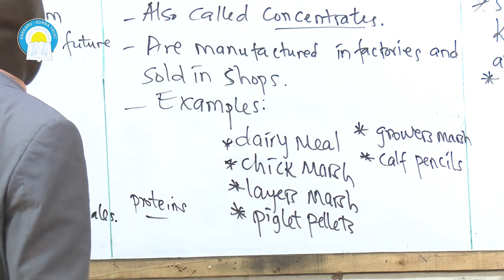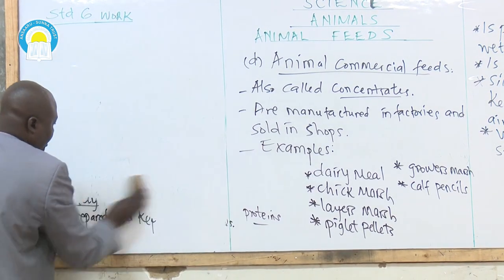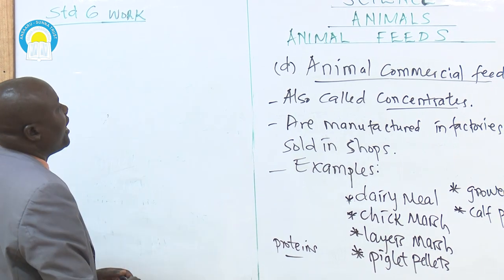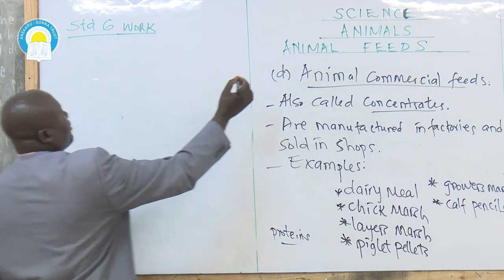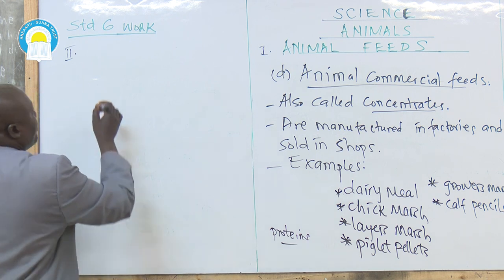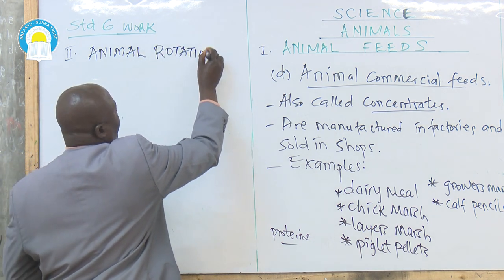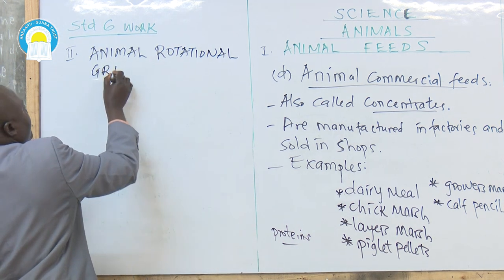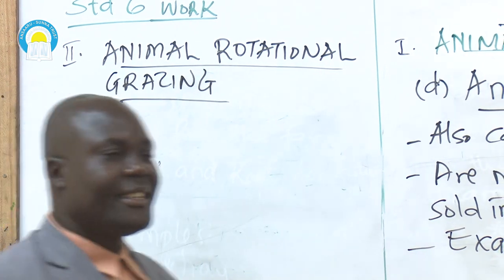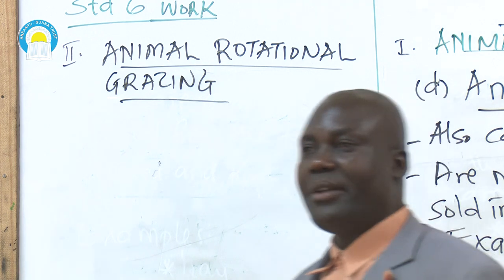We go to number two, which we call animal rotational grazing. Roman one, we were talking about animal feeds. So you come to Roman two, which you call animal rotational grazing. This part here has been brought in exam many times. When you check in your KCPE booklets, the year 2009, question 14, we had a question about rotational grazing.